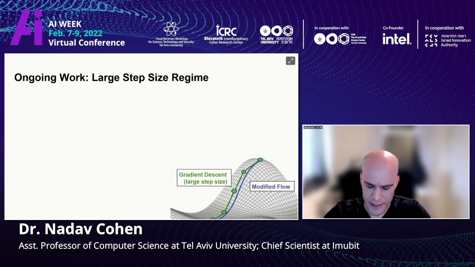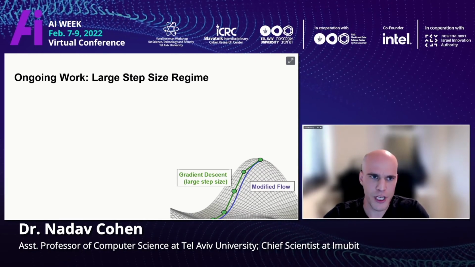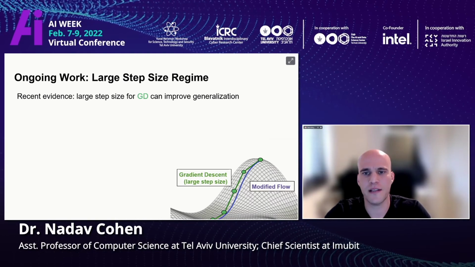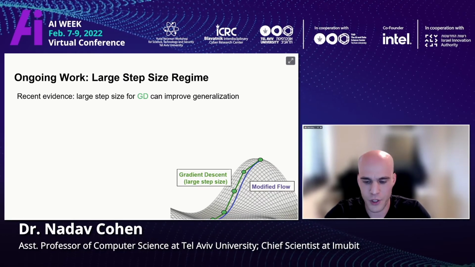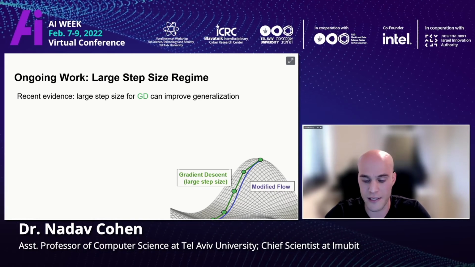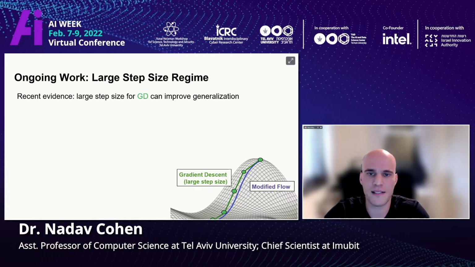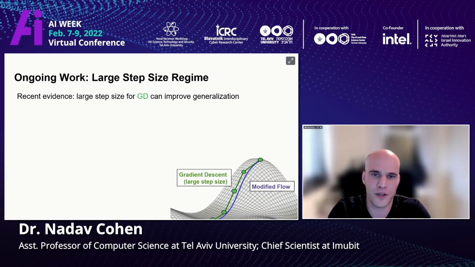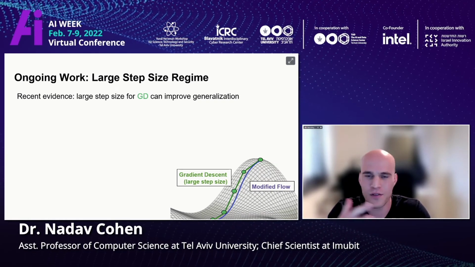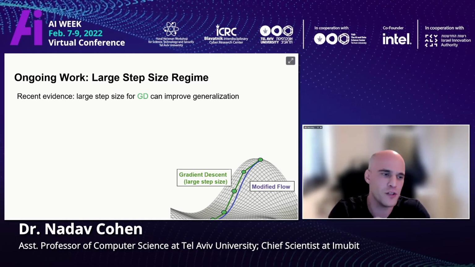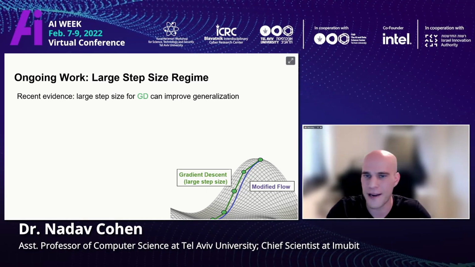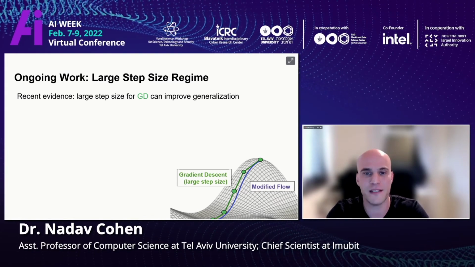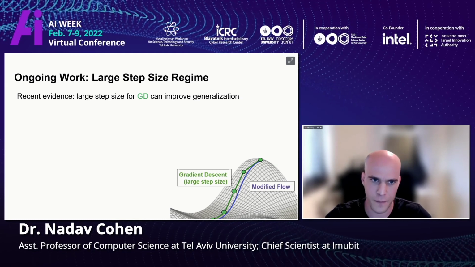A direction that we're looking at now is the large step size regime. There's mounting evidence that using large step size can be beneficial. It could lead to solutions that generalize better, and this is not something that gradient flow can explain. Because if gradient descent is close to gradient flow, it doesn't matter which step size you take in terms of where you're going to reach. It only matters in terms of how fast you get there. So if you reach solutions that generalize better, it means that you're outside the realm of gradient flow.